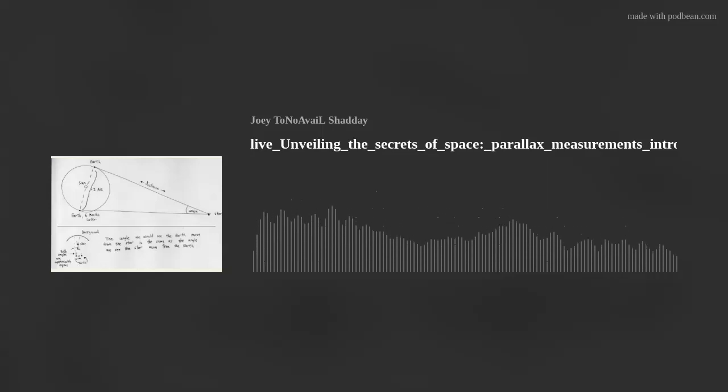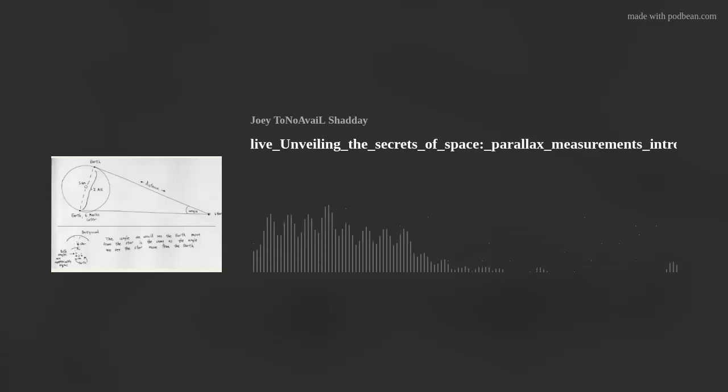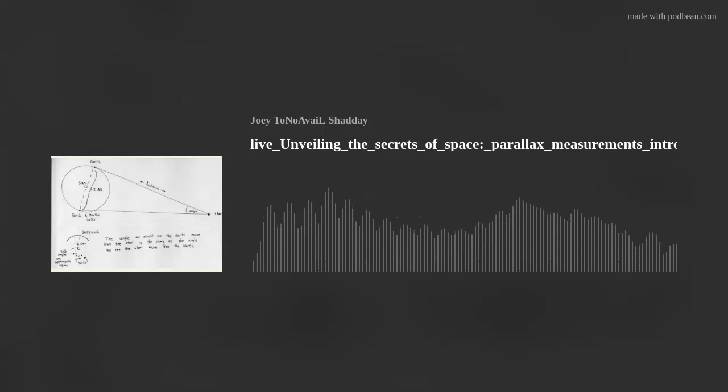Understanding parallax measurements. Before we dive into the specifics of parallax measurements, let's grasp the basic concept behind the method. Parallax is a measure of the apparent shift in the position of an object when viewed from different locations. Just as our perception of nearby objects shifts when we change our viewing angle, we can apply this principle to the heavens above.